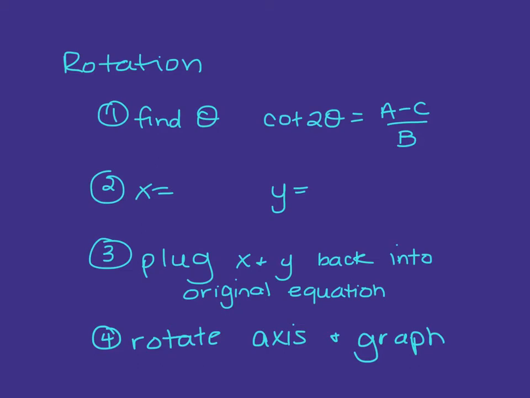I gave you what x equals, which is x prime cosine of theta minus y prime times the sine of theta. I'm giving that to you directly on the test. And y equals x prime sine theta plus y prime cosine theta, okay? It's the only thing you don't have to memorize. That's going to be on your test.